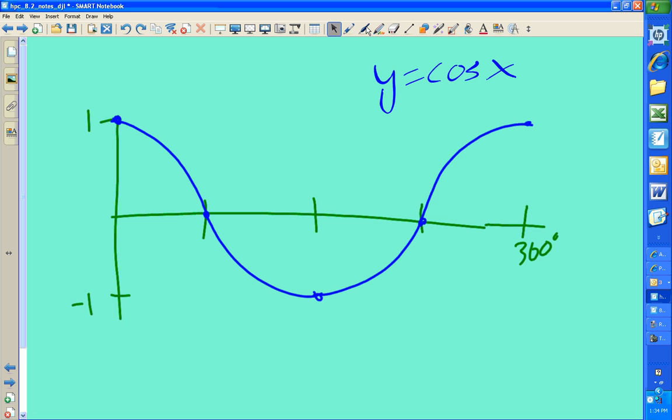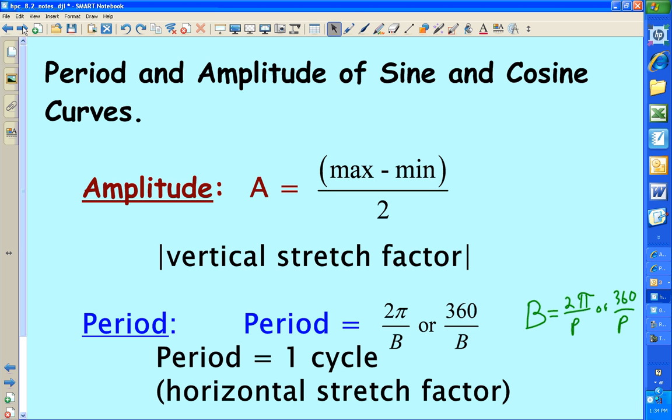Now there are certain components of this graph that we're going to be concerned with. One of them is amplitude. The amplitude is easy to find. It's a little formula: max minus min divided by 2. The amplitude will always be the absolute value of the vertical stretch factor. It's the absolute value of A in your function. Max minus min divided by 2.